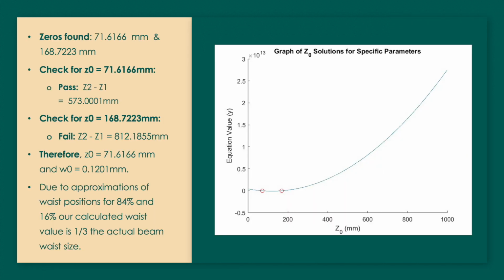This resulted in the zeros found being 71.62 millimeters and 168.72 millimeters. When checking the 71.62, we see that it passes and it gives us the correct delta z value, while checking for z0 equals 168.72 millimeters, it fails. Therefore, the correct Rayleigh range is 71.62 and the beam waist is 0.12 millimeters. Again, due to approximations, for the waist positions of 84% and 16%, our calculated waist value is 1/3 the actual beam waist size.